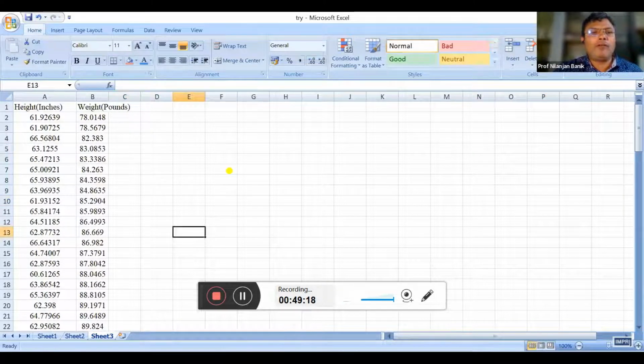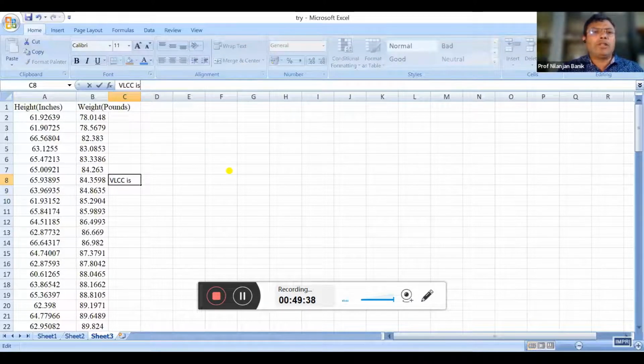Now, how many of you have heard about VLCC? How many of you are in the marriage market or going to get married soon? If you are in the market for matrimonial, you'll find that VLCC is quite important. So what is VLCC? This is a center which claims that if you go there, you are going to lose weight.